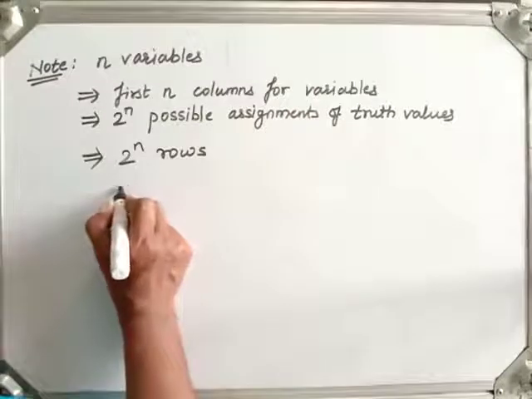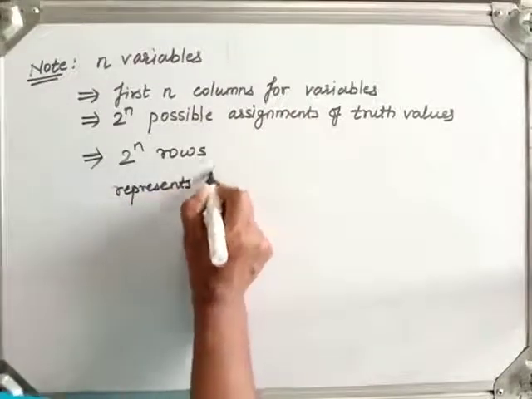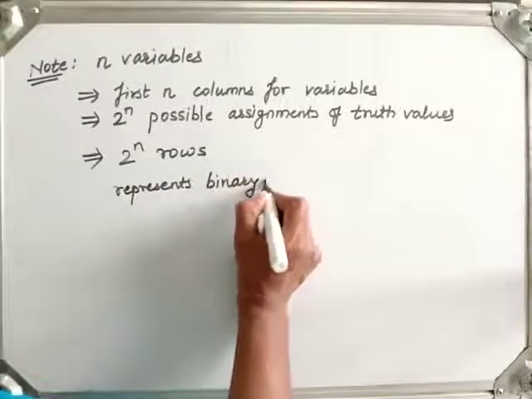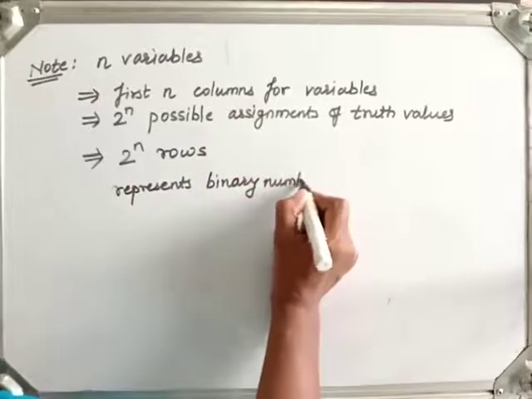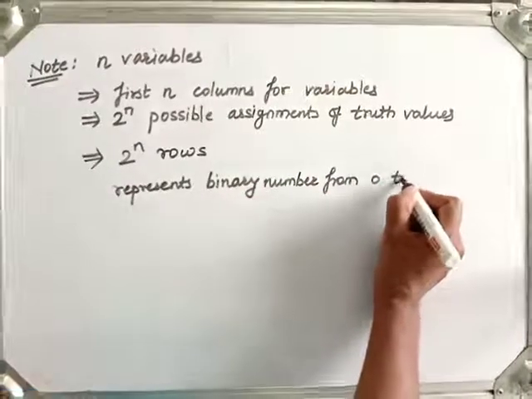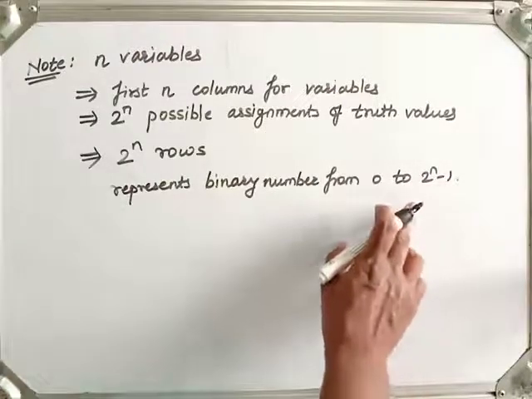Also this represents binary number from 0 to 2 raised to n minus 1. Okay, I will explain this thing later on to you.